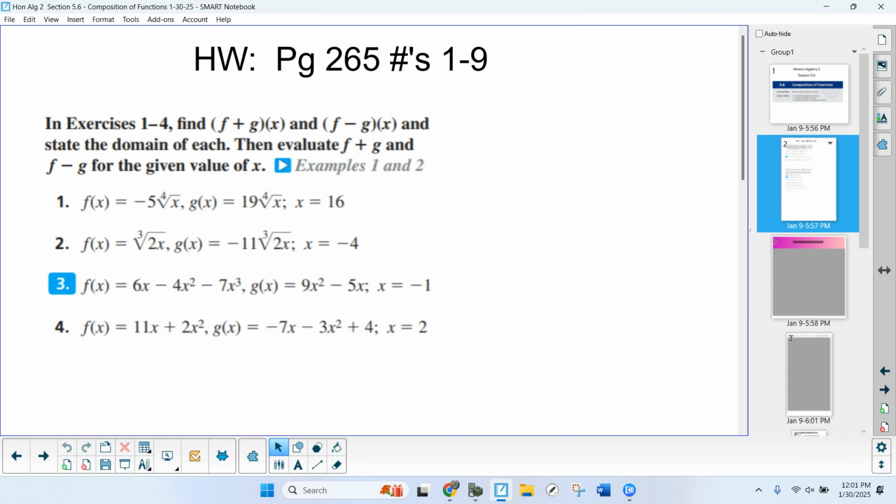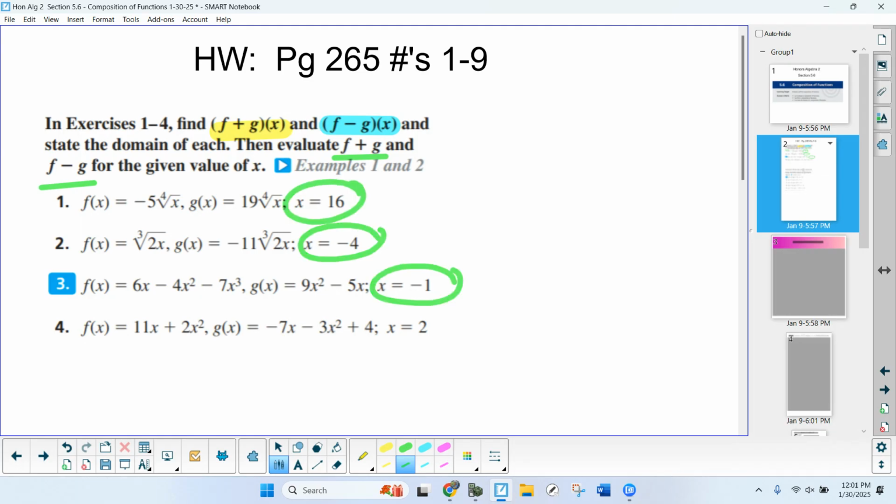All right, guys. Like I told you yesterday, there are 4 things that you had to do. Find f plus g of x, find f minus g of x, then evaluate both of them for the given variable. So here were the different values that they had wanted you to substitute back in. So each of these had how many answers? 4. Okay.